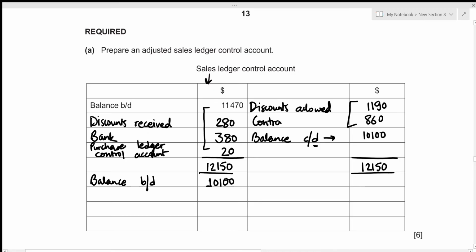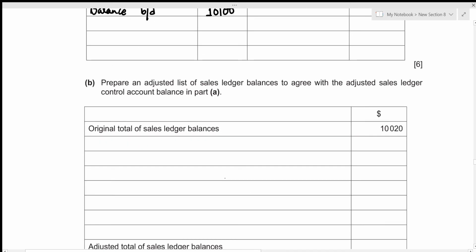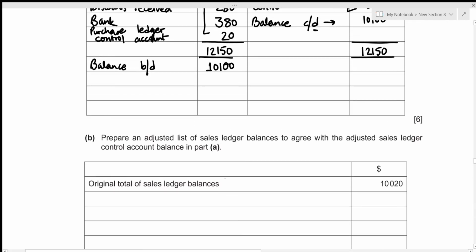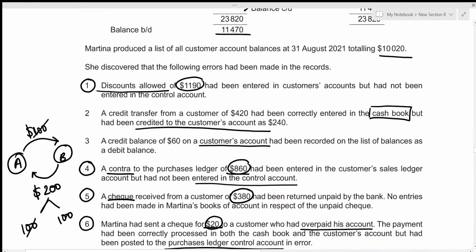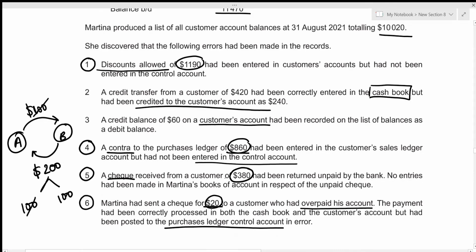This concludes the first part. Let's move to the second one. For the second part, we need to prepare an adjusted list of sales ledger balances to agree with the adjusted sales ledger control account balance in the first part. So the adjusted sales ledger control account balance was 10,100, so we need the same balance for the sales ledger as well. Let's have a look at the errors. So we already identified that errors 1, 4, 5, and 6 related to the sales ledger control account, so we don't have to look at them again. So let's look at errors 2 and 3.